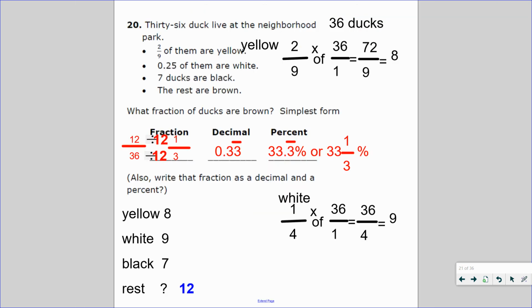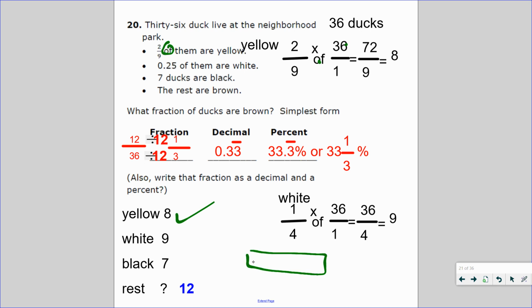And the last one, number 20. 36 ducks live at the neighborhood park. 2/9 of them are yellow. 25% of them are white. 7 ducks are black. The rest are brown. What fraction of ducks are brown? So 2/9 of 36. Of means multiply. What's 2/9 of 36? That's 72 divided by 9, which is 8. So 8 are yellow.